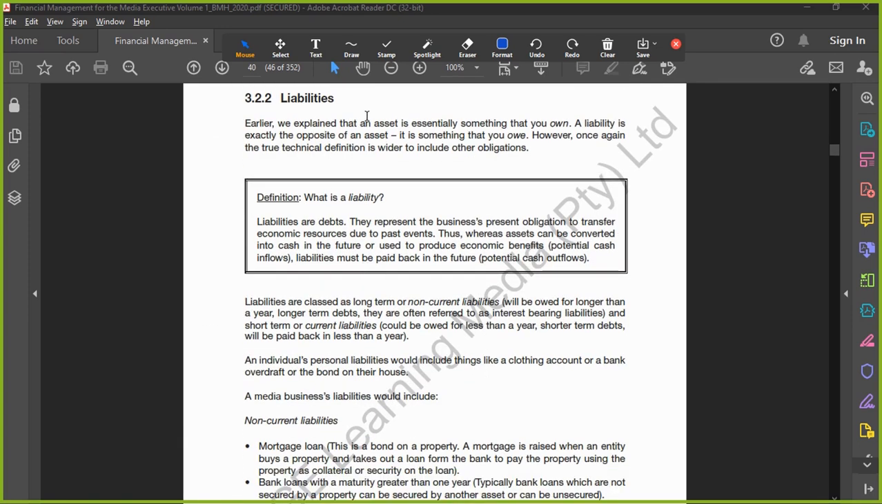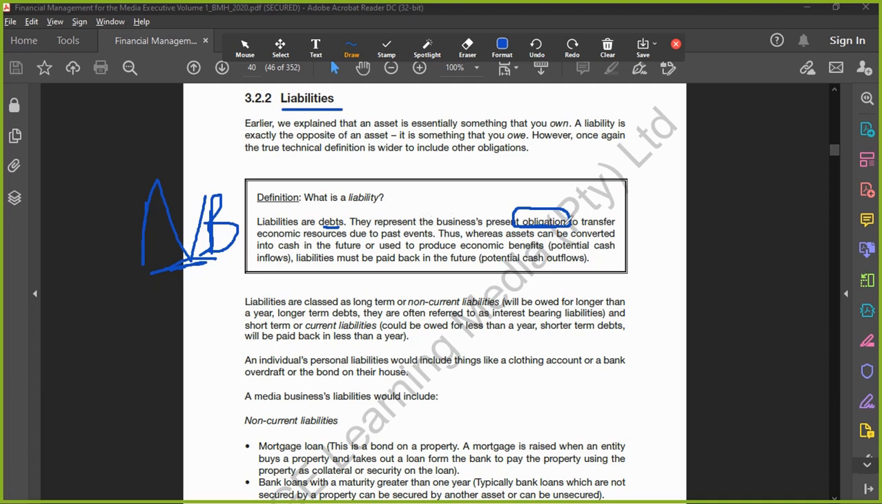Now we've reached the definition of a liability. Same as before, we need to understand what we're dealing with. So what makes a liability a liability? Well, here's the definition. Make sure you study it, make sure you know it well. Liabilities are debts. They represent the business's obligation. That's a key word. Obligation means I have to pay it off. I have to meet my obligation. I have to meet my requirements in terms of the loan.